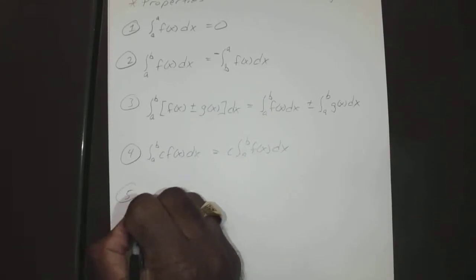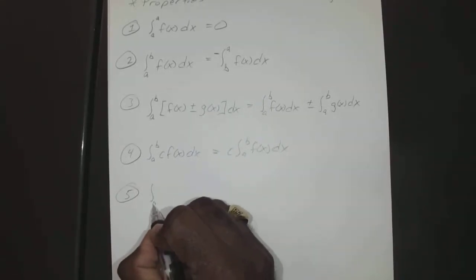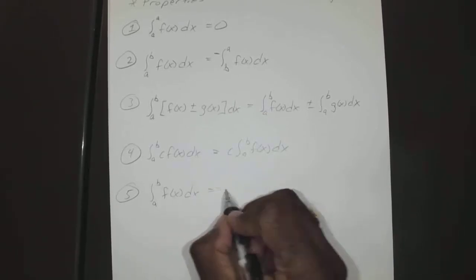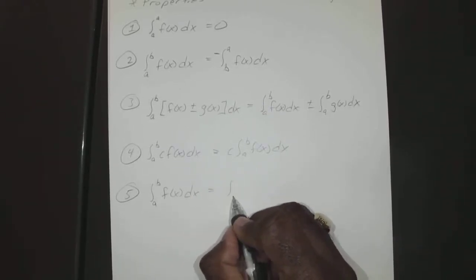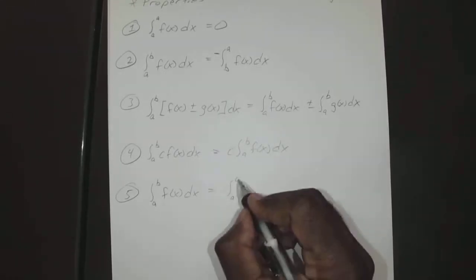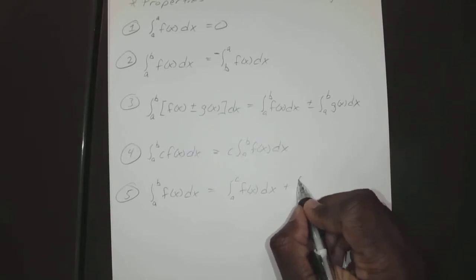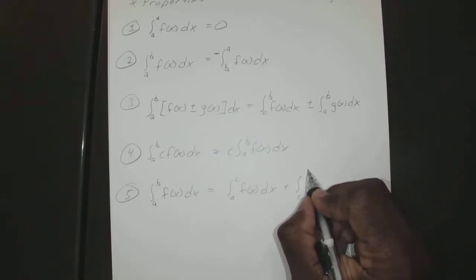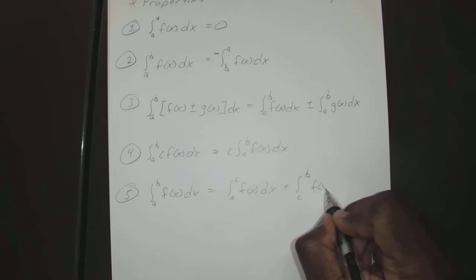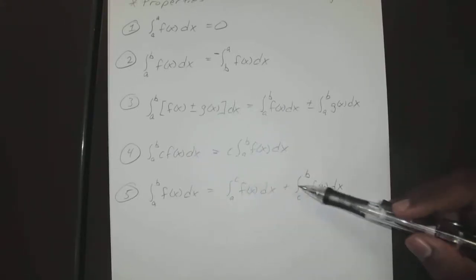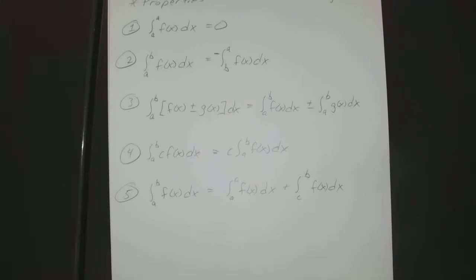Okay, and the last one, the integral from a to b of some function of x can be equal to the integral from a to some constant c plus the integral from c to b. Okay. So unlike what you did with the summation, you don't have to add 1 here. The integral just goes from a to c, then picks right back up at c.